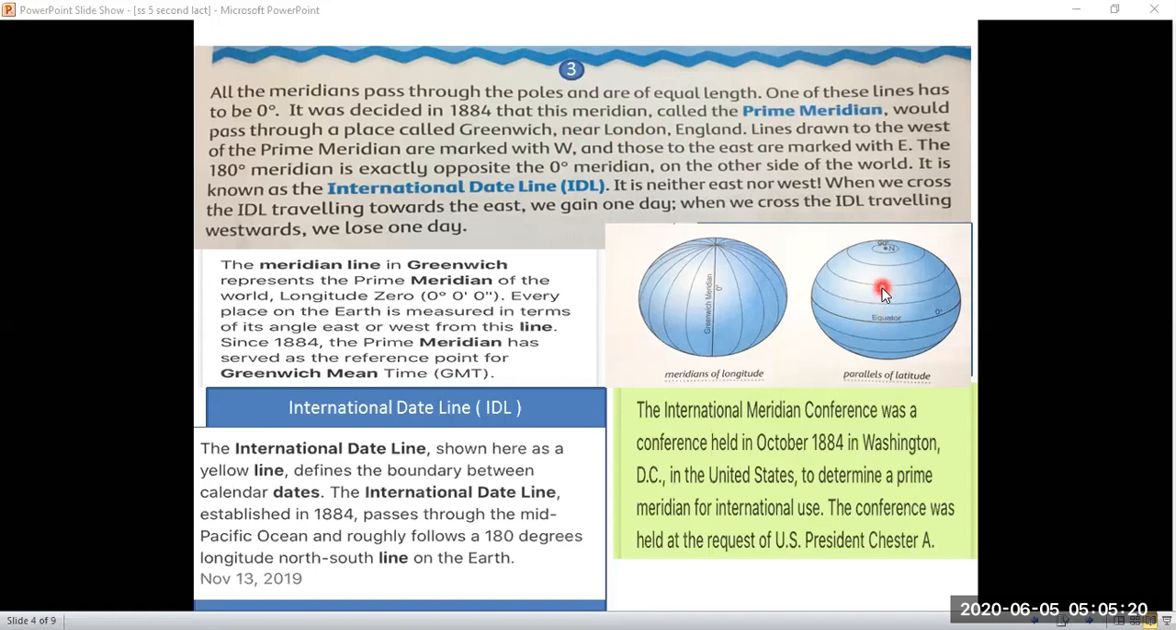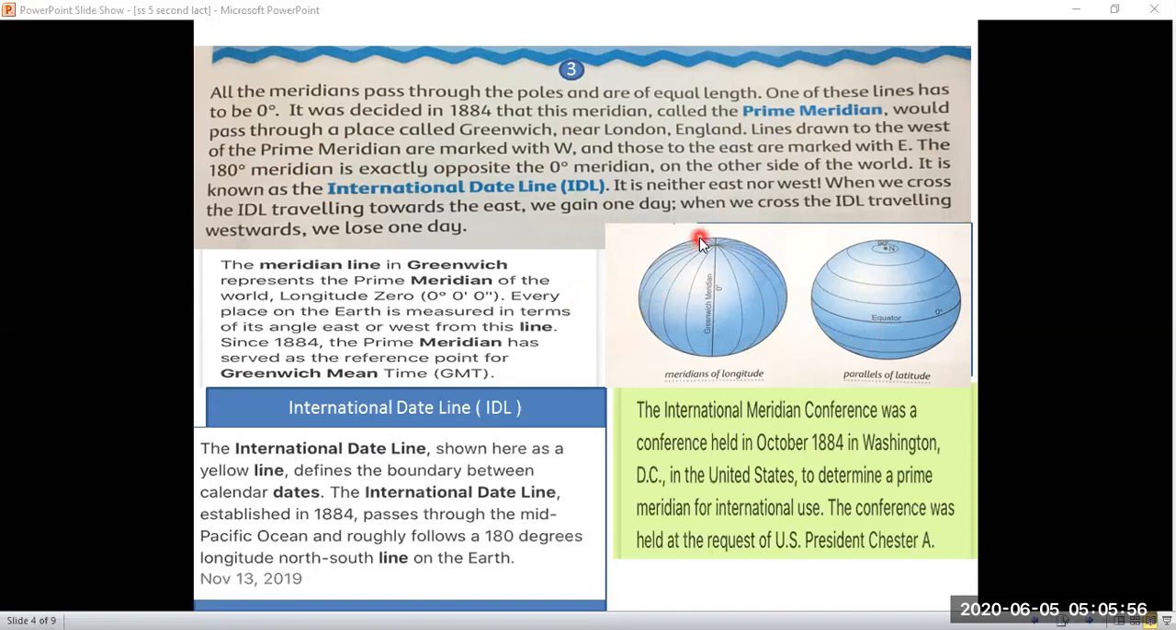As we go further up, this degree will increase further, and here we will reach 90 degrees. Exactly the same, if we go downwards, this degree will decrease. So exactly the same way, in these prime meridians we can locate the different countries degree-wise. So lines drawn to the west of the prime meridian are marked with W. Here are the west, east and west.